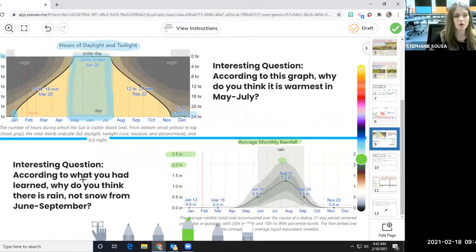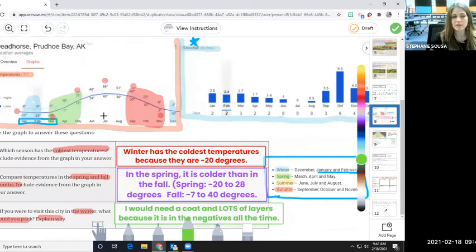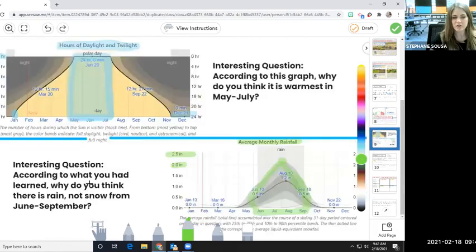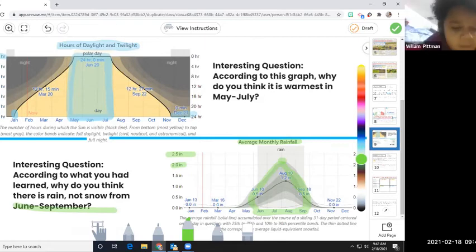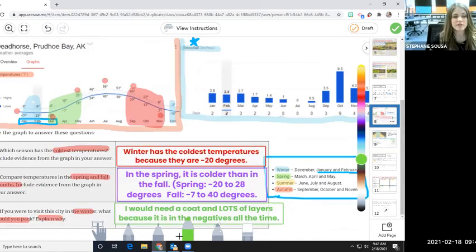The question is, according to what you had learned, why do you think there is rain, not snow, from June through September? So why is this rain in the tundra and not snow? Thinking about what we learned about temperature, why is there rain and not snow in June through September? What do you think? William? Maybe because the part of the world or something. Yeah, in that part of the world, what are the temperatures like in that part of the world in June through August?